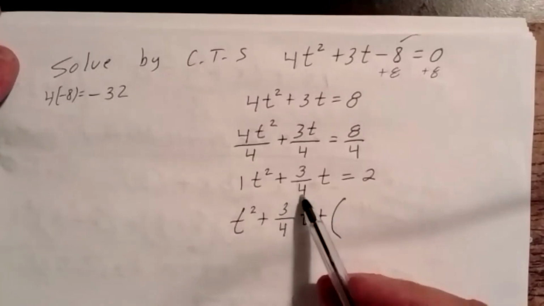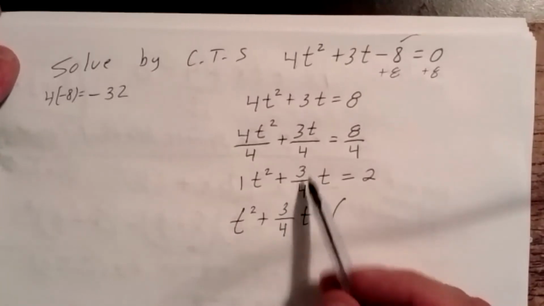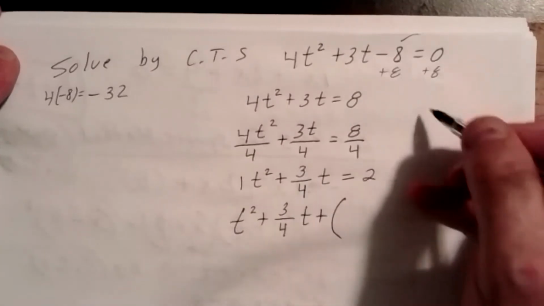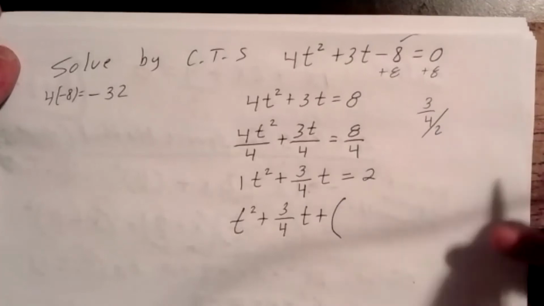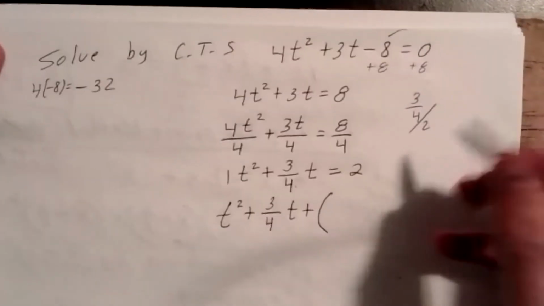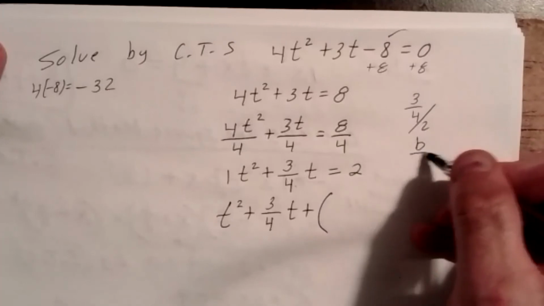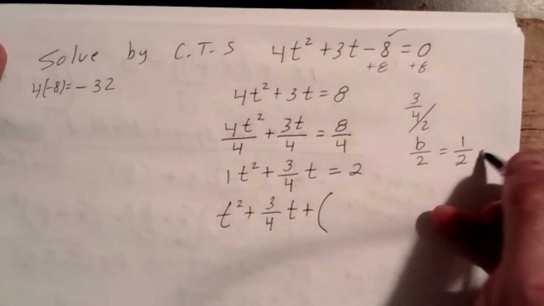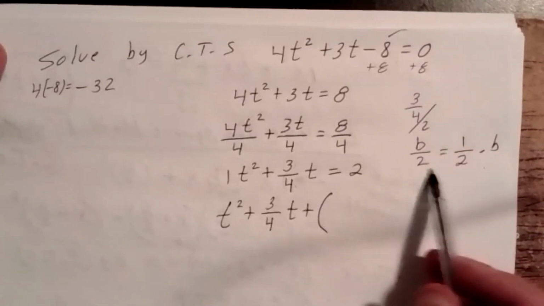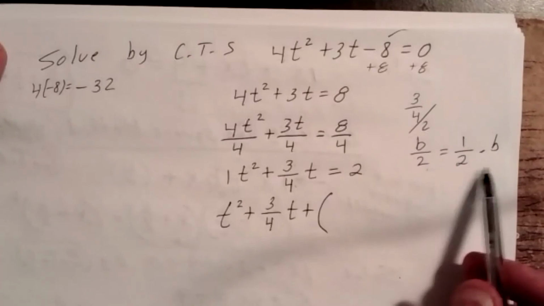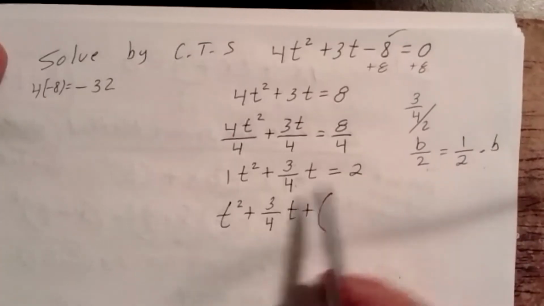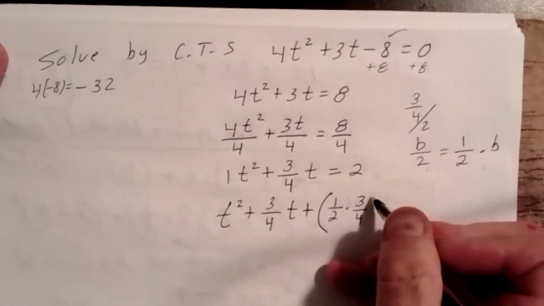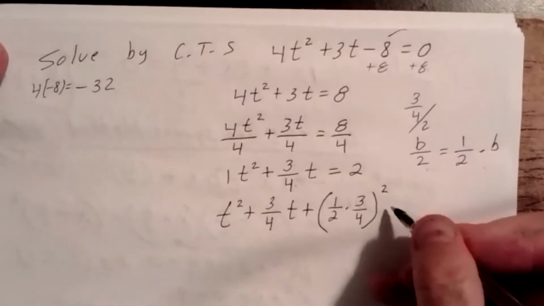I have to take half of this 3/4. Now, on the previous problem, I divided my linear coefficient by 2, but if we divide 3/4 by 2, that's going to look messy as heck, isn't it? Remember I said, ladies and gentlemen, an alternative to dividing your linear coefficient by 2 is to multiply it by 1/2. Do you agree? Don't these mean the same thing? Okay, so in this case, since we got 3/4, let's multiply 3/4 by 1/2. That's equivalent to saying we divided 3/4 by 2, and we're going to square that.